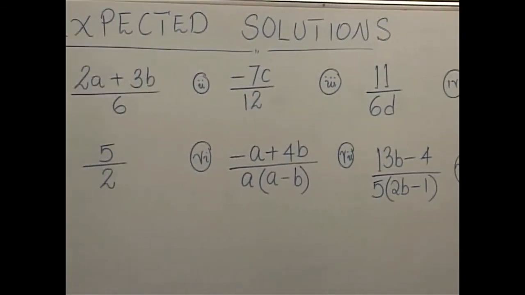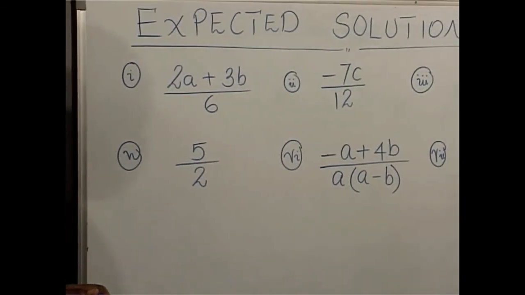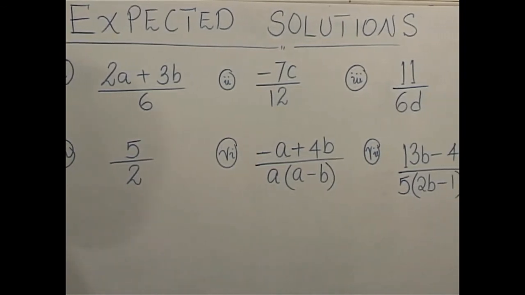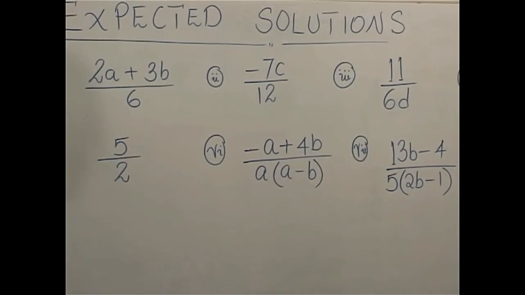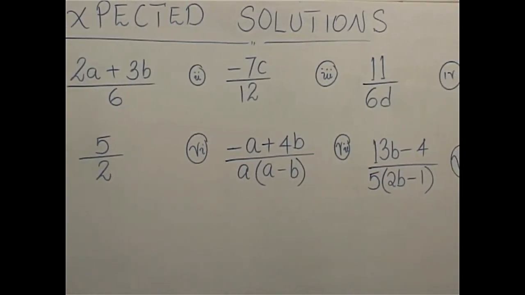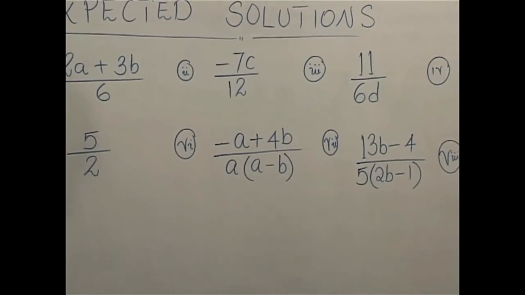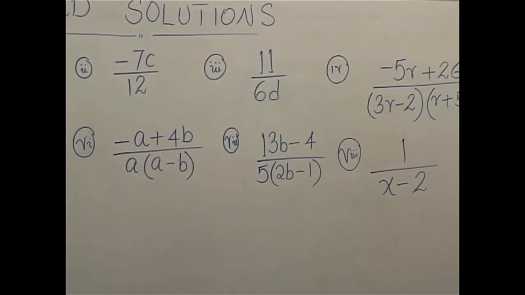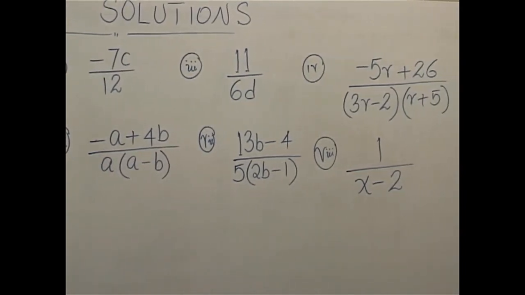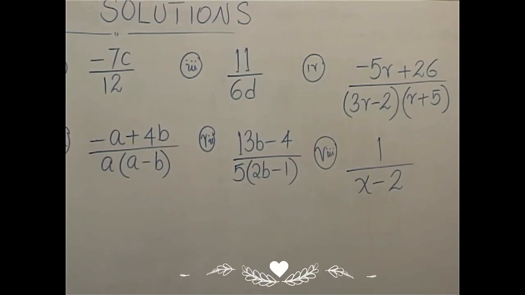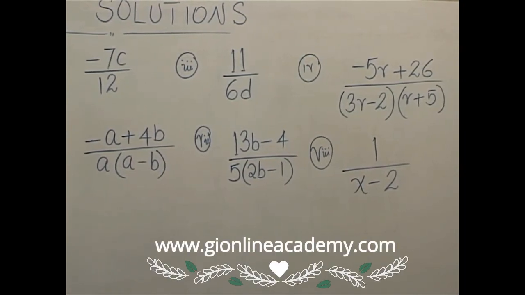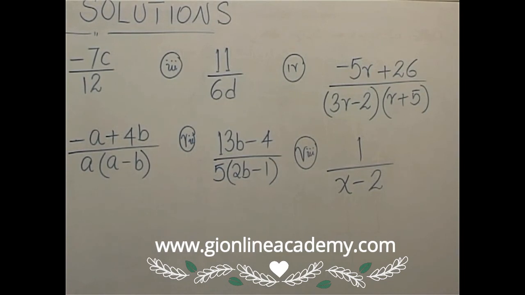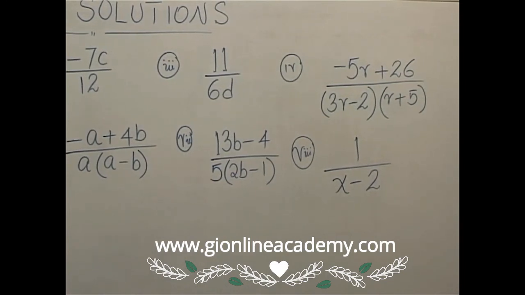The fifth one, you should be able to get 5 over 2. The sixth one, you should get negative a plus 4b over the product of a and a minus b. The seventh one, you should be able to get 13b minus 4 over the product of 5 and 2b minus 1. And for the last one, I expect you to get 1 over x minus 2.